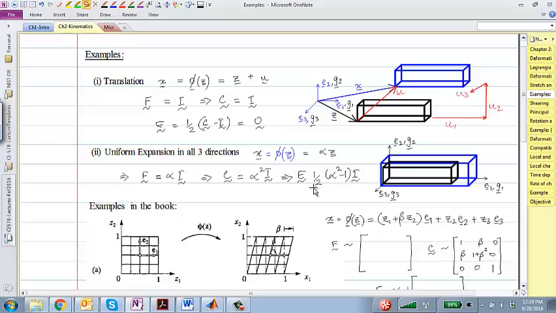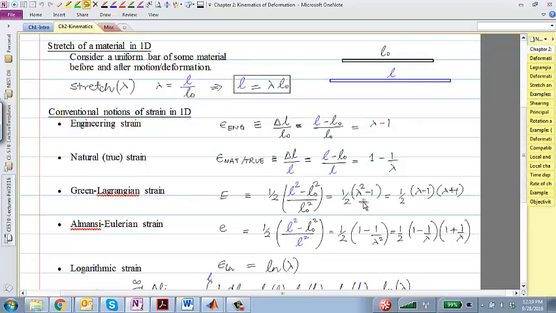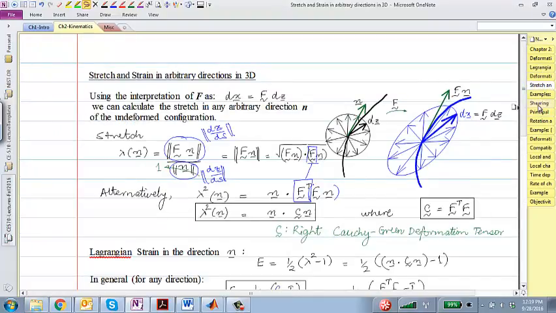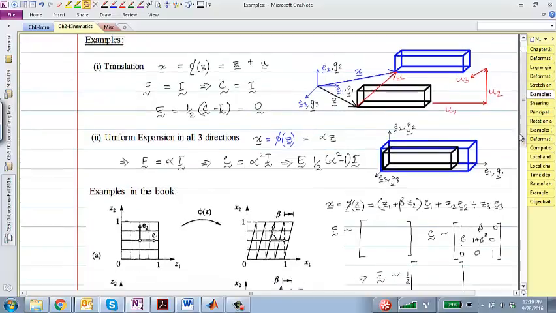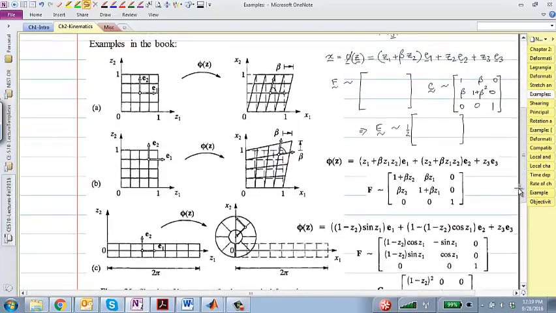Have you seen that quantity somewhere? Half of alpha squared minus 1. That's right. That's the one-dimensional equivalent of the Lagrangian strain, half of lambda squared minus 1. So alpha in this case is acting as the stretch. Alpha is the stretch in each possible direction, right? Okay. There are some very good examples in the book also. I thought it might be worth repeating it.